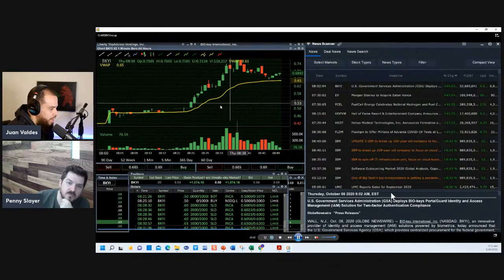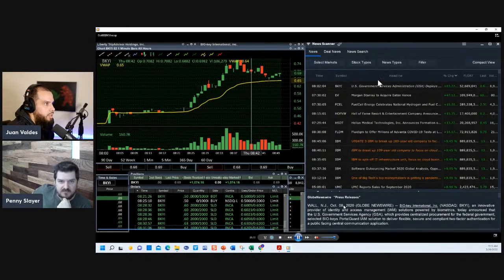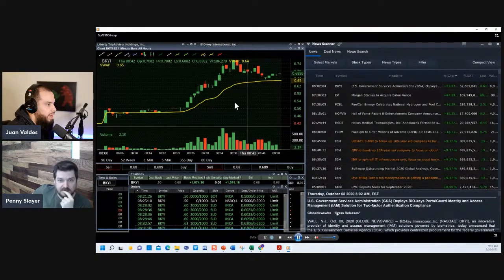And the contract, honestly, it could have been a $5 contract. But day traders aren't going to read the article, right? They're just going to look at the headline. They're going to look at this small cap stock and government contract. That's all they're going to read, and it's going to bring in volume. So I saw that and I jumped in.